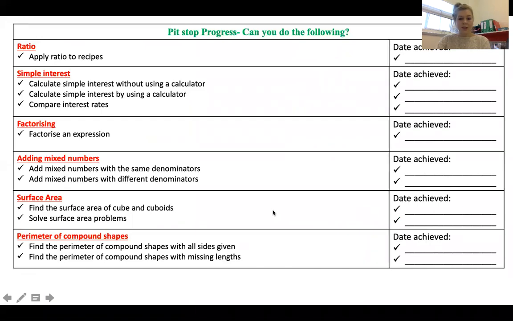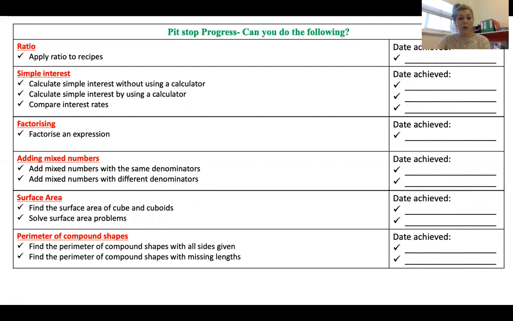So just to summarise that first knowledge organiser for LP1, you need to look at, can you do the following skills? Can you apply a ratio into a recipe? Can you work with simple interest with and without a calculator? Can you factorise an expression? Can you add mixed numbers with the same denominator or with a different denominator? Can you find the surface area of cubes, cuboids? And if you're confident with that, can you solve some surface area problems as well? And finally, working with perimeter, can you find the perimeter of a compound shape when all of the sides are given? And can you find the perimeter of a compound shape when there are missing lengths?